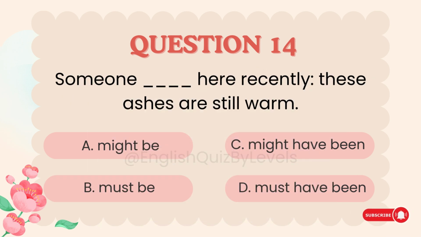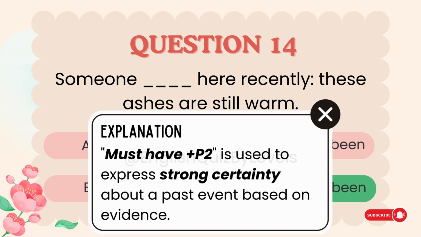Question 14. The answer is must have been. Must have plus past participle is used to express strong certainty about a past event based on evidence.